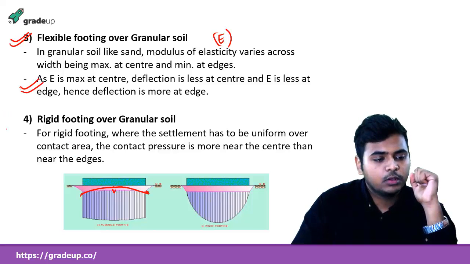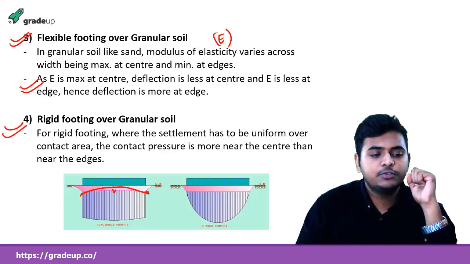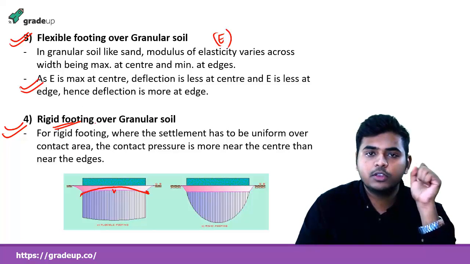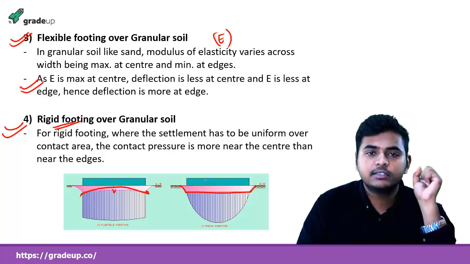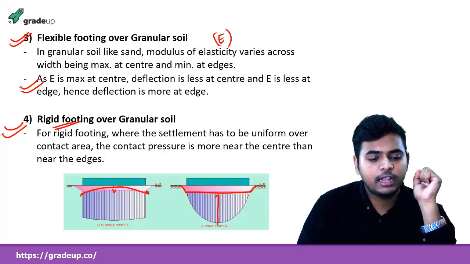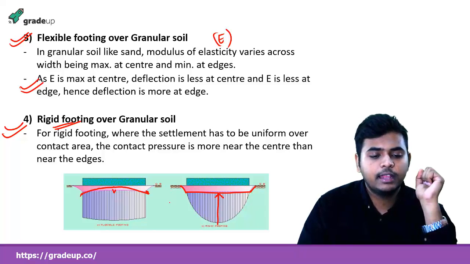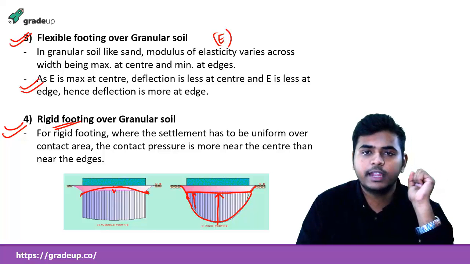Now the fourth and last case is rigid footing over granular soil. Now what happens in case of rigid footing? You already know settlement has to be uniform. Again, the settlement will be uniform in this case, and for this the contact pressure is more near the center. Here the contact pressure has to be more than at the edges. Edges we have less. So it forms more or less a parabolic type of contact pressure.